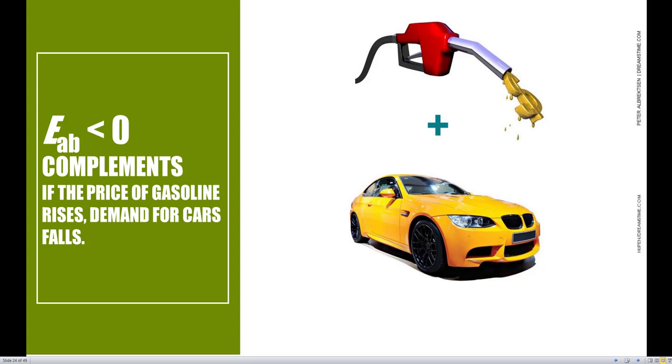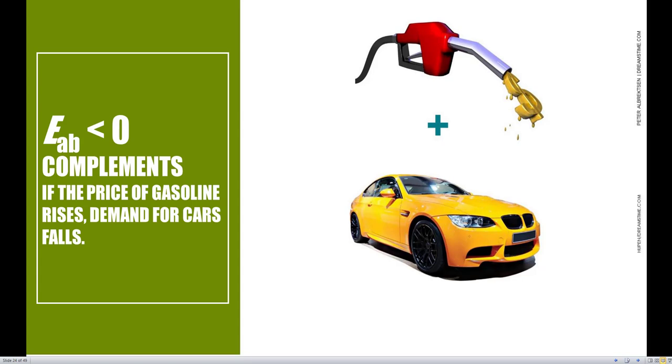So if the price of gasoline rises, we have a positive in the denominator. The demand for cars falls, so we have a negative in the numerator. So a negative over a positive is going to give us a negative number. So therefore, these two goods are going to be seen as complement goods with one another. So once again, do be very careful about the signs.